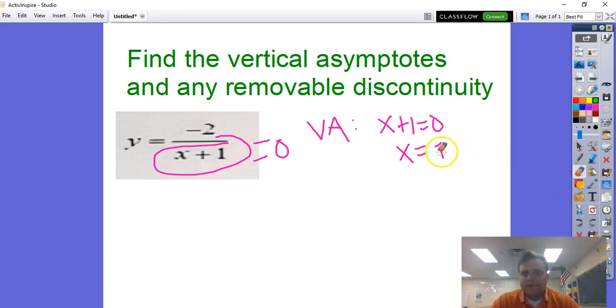At x equals negative 1. So that's how you find vertical asymptotes. Let me tell you something. You can have more than one vertical asymptote. Alright, honestly, you can have several, an infinite amount as far as I'm aware, okay?